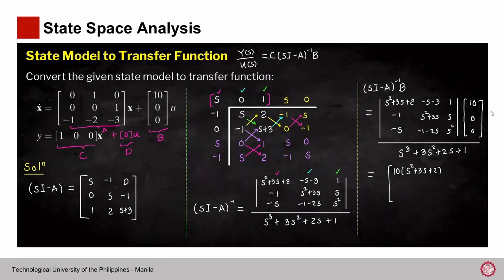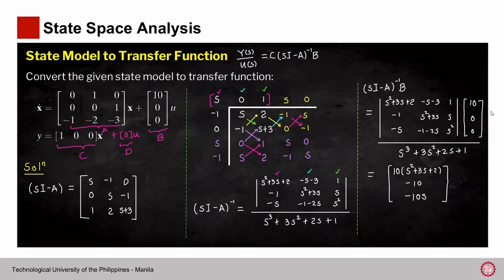Okay? Second element. What is the second element? Negative 1 times 10. So that's negative 10. S square plus 3s times 0, s times 0. So you just obtain that one. And then negative s times 10. So that's negative 10s. Then negative 1 minus 2s times 0 plus s square times 0. So that's 0 also.